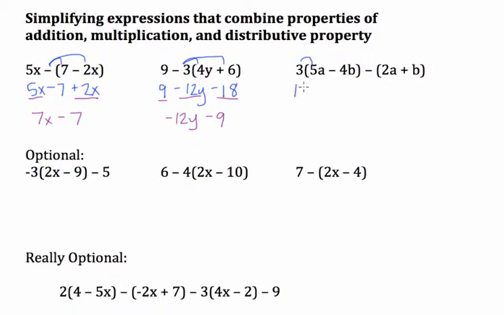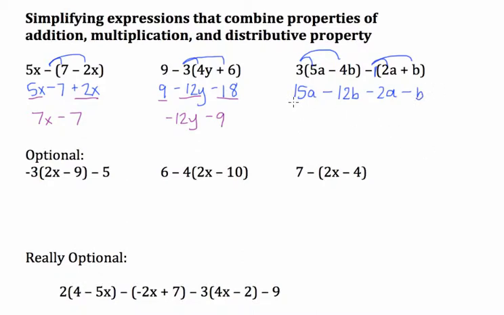First distribute. 3 times 5a is 15a. 3 times negative 4b is negative 12b. Now distribute this negative. Sometimes I think of it as distributing a negative 1. So negative 1 times 2a is negative 2a. Negative 1 times b is negative 1b, or negative b.